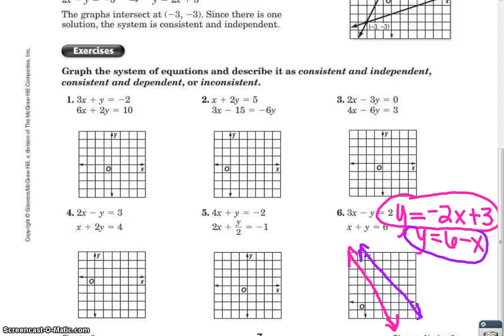Now I know you can't tell based on this graph, but had I kept extending these lines out and my graph was a little bit bigger, what's going to happen right here? You should say that the lines are going to intersect. So based on our table at the top, if my lines intersect, what is going to be my answer? I have different slopes. I also have different y-intercepts. So what is my answer? That's right. Here we have consistent and independent.